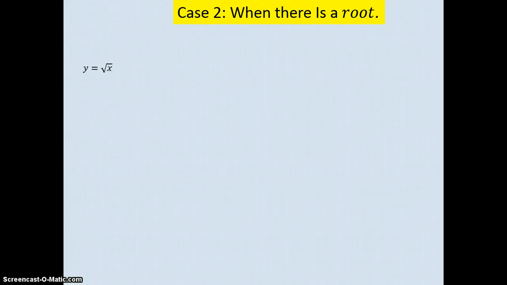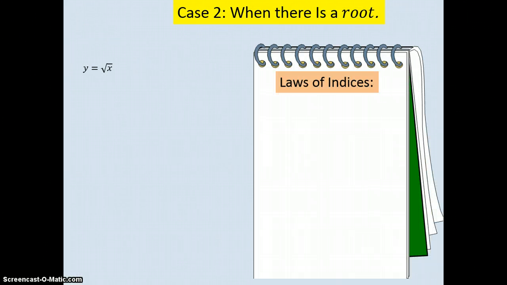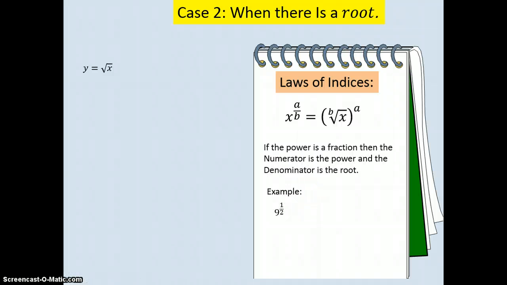Case 2, when there is a root. We know from laws of indices that if there is a fractional power, then the numerator represents the power and the denominator represents the root. For example, 9 to the power of 1/2. The number 2 here represents the root, so this is the square root of 9. And if we want to rewrite this in terms of powers, then this is a power and this one is the denominator of the power, so it's 4 over 3.